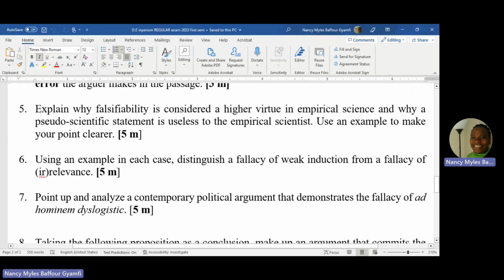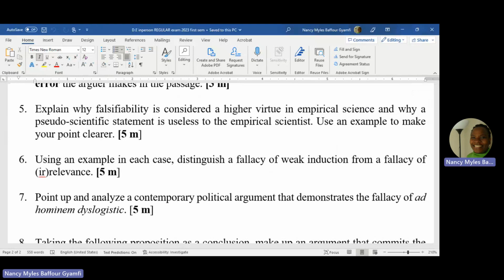Question 5, explain why falsifiability. If a statement cannot be false, it is not scientific. It has to be capable of being false so that it makes sense to go research, and find out whether it is actually true or actually false. Okay, that's what scientific statements are.